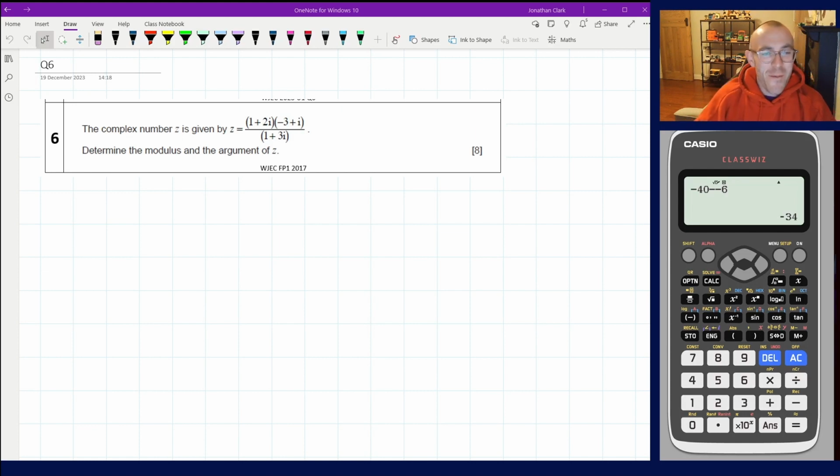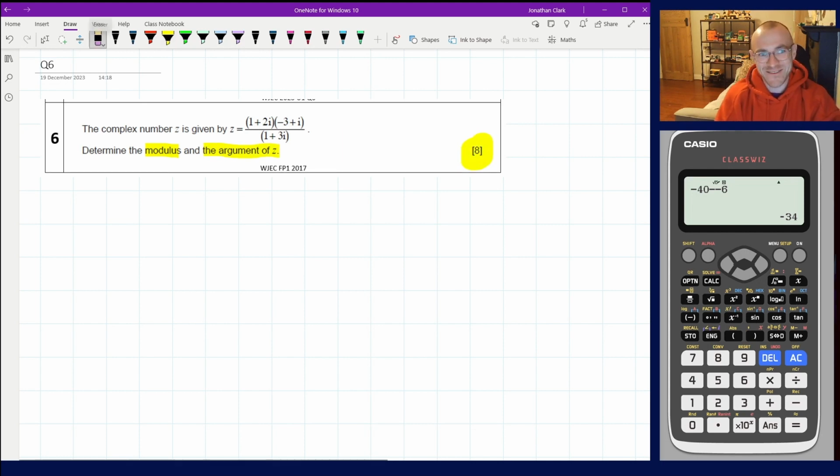Hello, question number 6. Now I have to start using 2 hands. Indicate the number of the question. We've got a complex number which is some sort of fraction, and we need to calculate the modulus and argument of it. It's worth 8 marks.